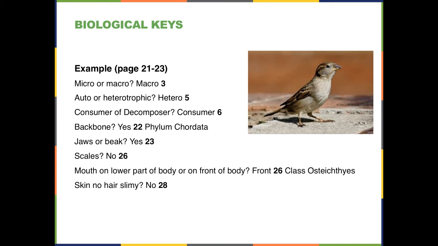Does it have skin? No. Does it have hair? No. And is it slimy? No. So you go to 28. Does it have feathers? Yes. Because it has feathers, it's in the class now of Aves. Okay? And so we know that we've gotten all the way down to class based on the answers. I think that this class, Ornithocythes or whatever it is, might need to have been order instead of class. I'm not sure about that. But anyway, this is how you go through this.